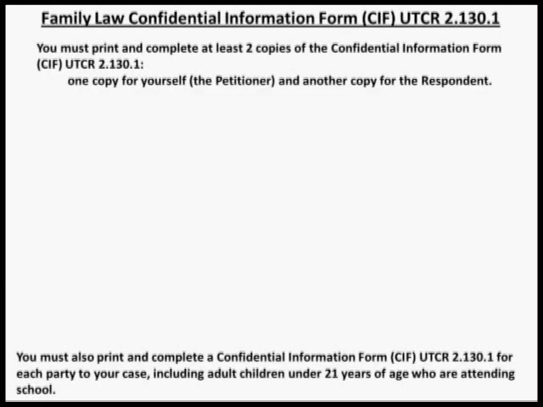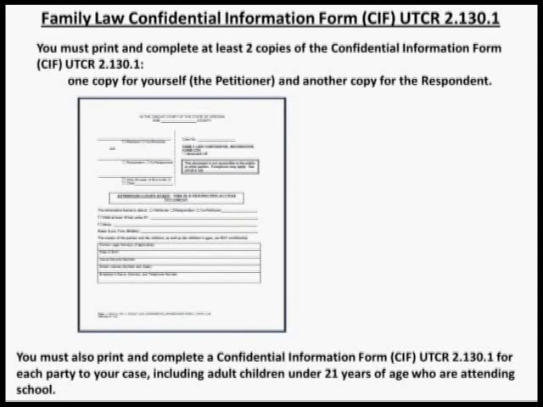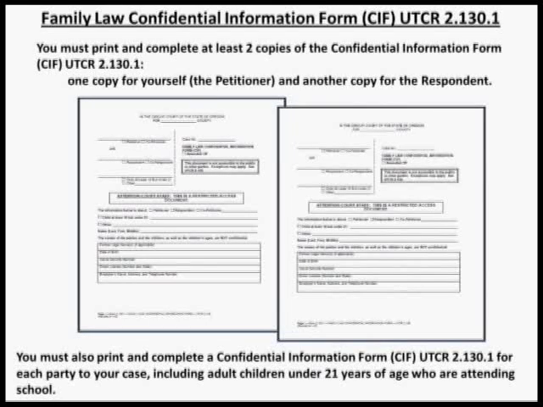You must print and complete at least 2 copies of the Confidential Information Form, CIF, UTCR 2.130.1. 1 copy for yourself, the petitioner, and another copy for the respondent. You must also print and complete a Confidential Information Form, CIF, UTCR 2.130.1 for each party to your case, including adult children under 21 years of age who are attending school.